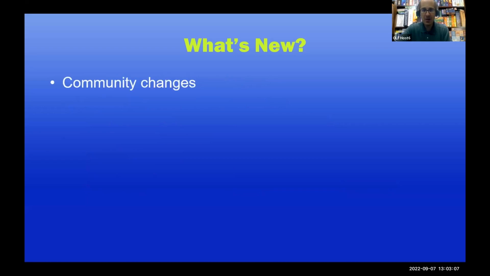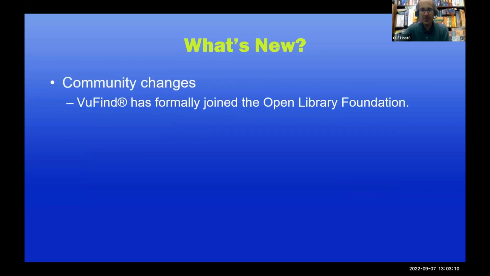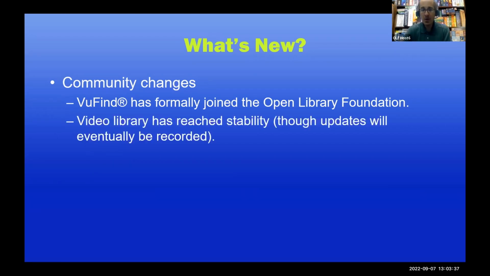Other things that are new are developments in the VuFind community. Most significantly, we've been talking about it for a few years, but it has finally happened. VuFind is now formally part of the Open Library Foundation, which means that VuFind itself is an independent nonprofit organization, and it has support from the OLF. We believe that this will help to ensure that the project is sustainable without relying on any single institution to keep it going.